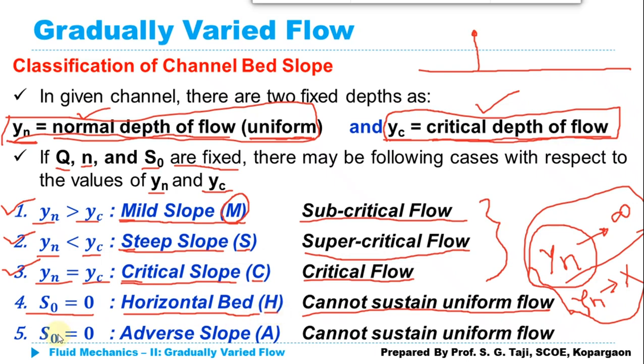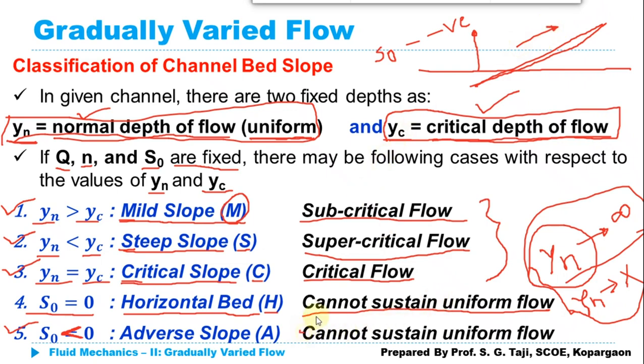Now in the last condition, when this s of 0 is less than 0, actually this is the correction, please note it down. It is s of 0 is less than 0, that means our bed slope s of 0 is negative, and if bed slope is negative, that means the slope is adverse, that means the elevation of the channel goes on increasing in the direction of the flow, if my flow is taking place in this direction.